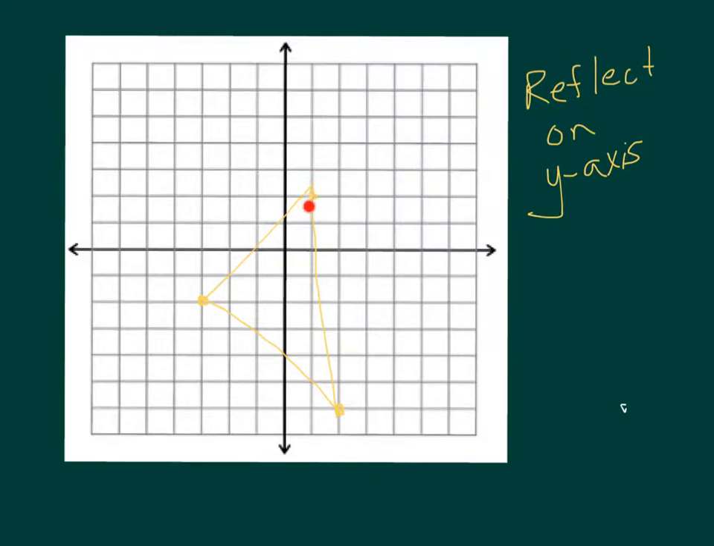So the points here, I should probably label these, point A, B, C. I'm going to reflect across. My new point will be, this was 1 to the right, this is going to be 1 to the left. So that was positive 1, this is a negative 1. That becomes A prime. This one is 1, 2, 3 to the left, so this one will be 1, 2, 3 to the right. It becomes B prime.